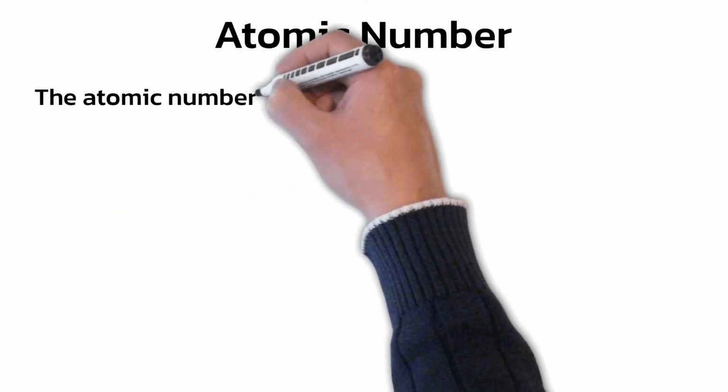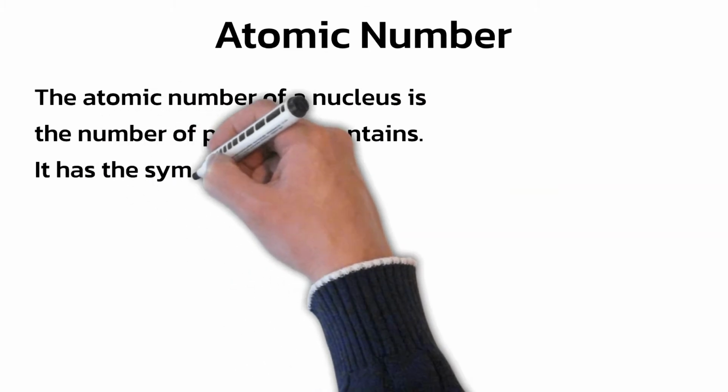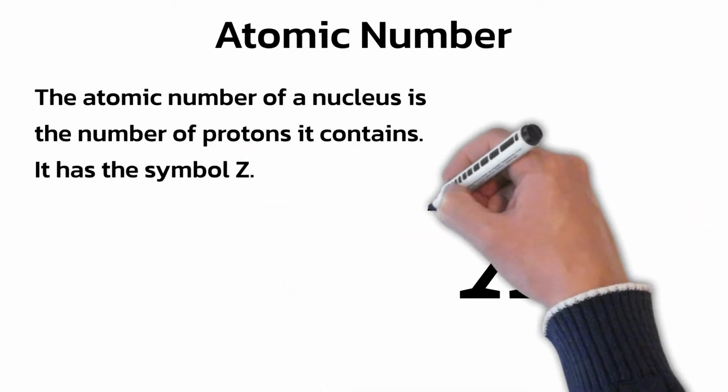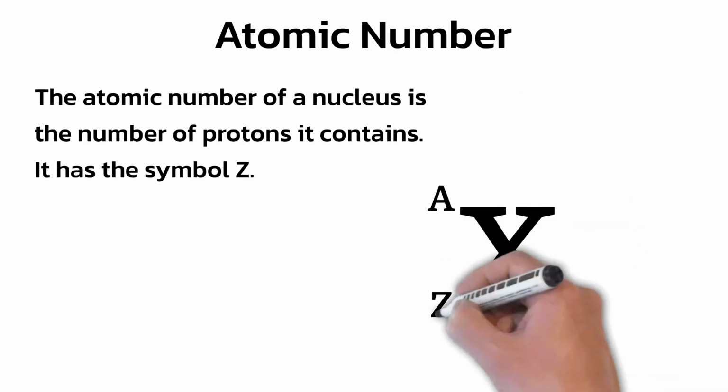The atomic number of a nucleus is the number of protons it contains. This is also known as the proton number. Atoms of the same element will have the same number of protons. The atomic number is shown with the symbol Z, the lower number next to the chemical symbol.